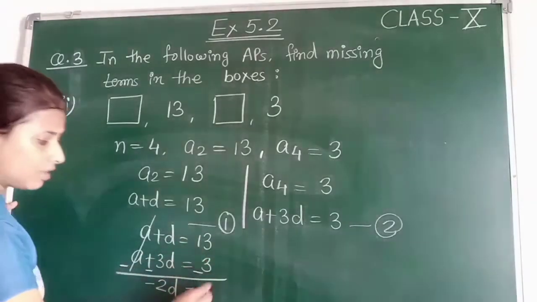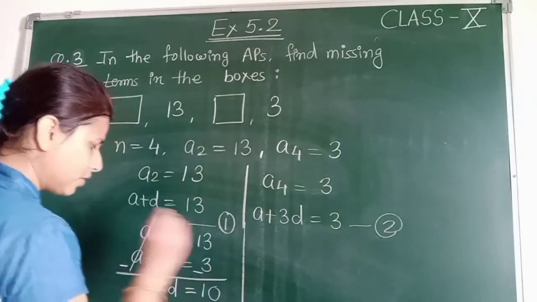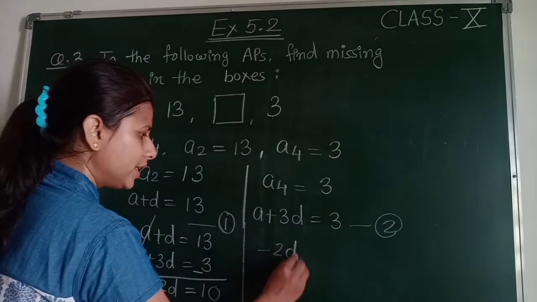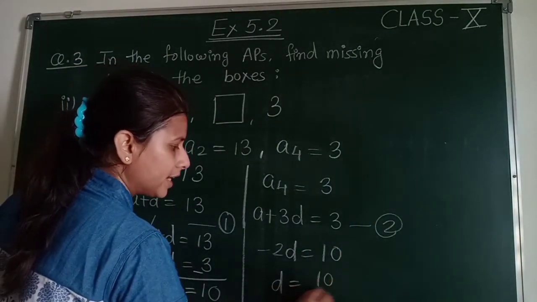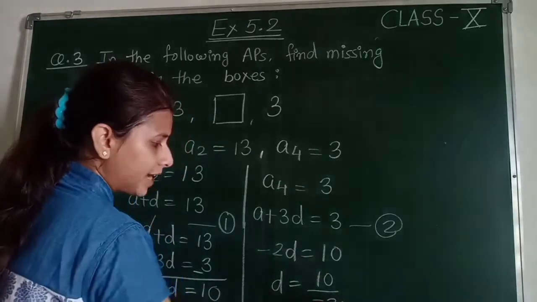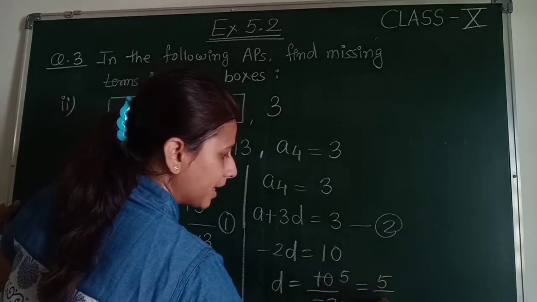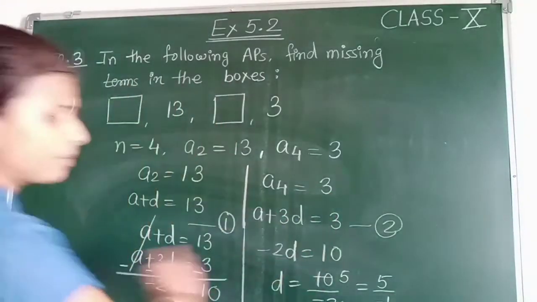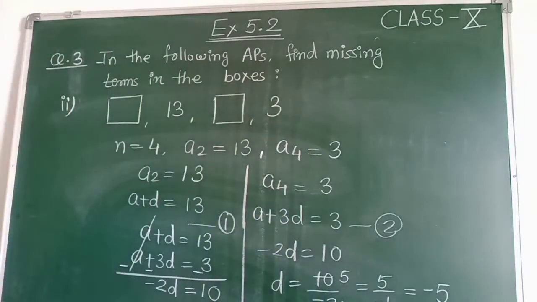13 minus 3, what will we get? We will get 10. So minus 2D equals 10, then D equals 10 upon minus 2. Then we will cancel out this and we will get 5 upon minus 1, and this 5 upon minus 1 can be written as minus 5. So the value of D is here minus 5.